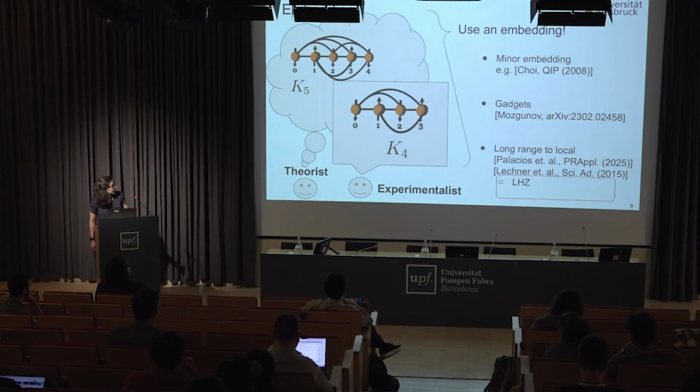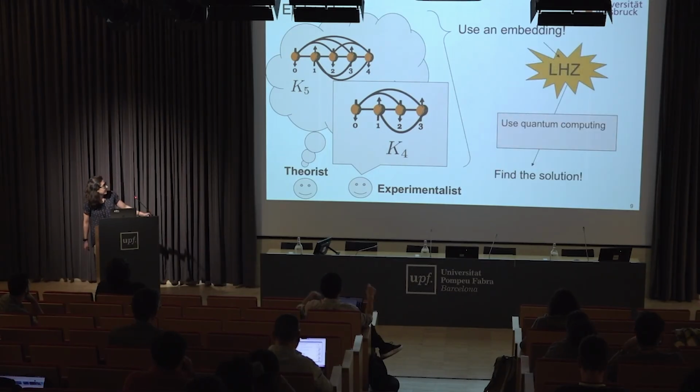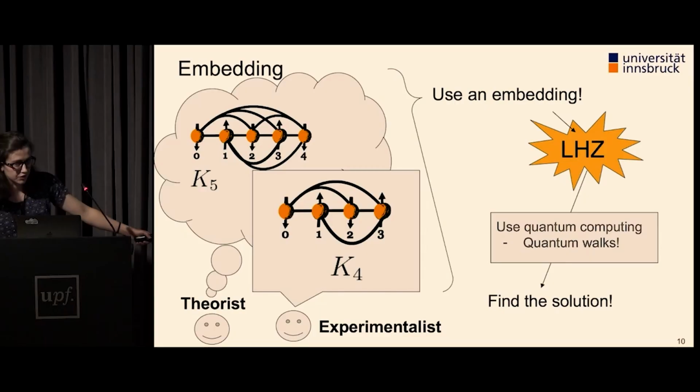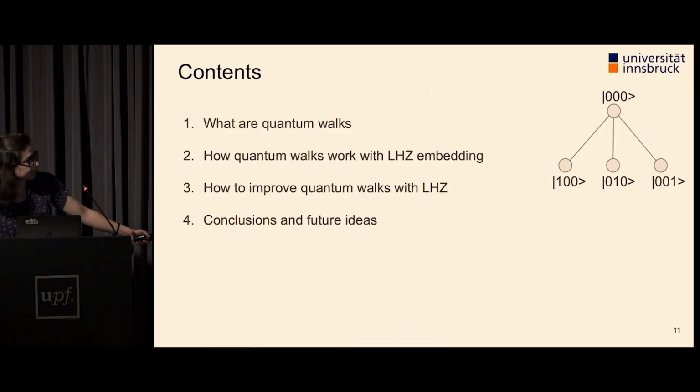Once we've selected the embedding that we would like to use for our optimization problem, we then need to use a form of quantum computing in order to find its ground state. The type of quantum computing that I'm going to talk to you about today is quantum walks. And we'll use this to find the solution to our optimization problem.